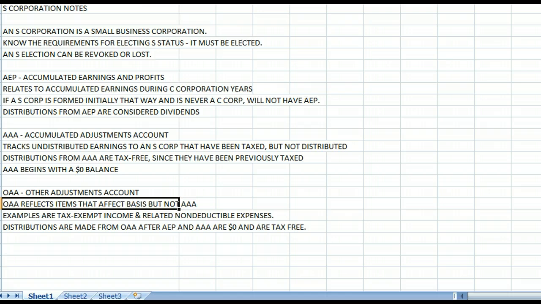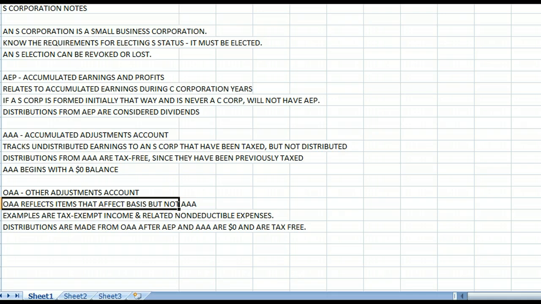So really, it's a smaller corporation that has elected to be treated as a partnership, or as a pass-through entity. In a sense, that's what you're doing with an S corporation. You're being incorporated, but then you're acting for tax purposes like a partnership. An S election can be revoked. A business can change its mind and decide no longer to be an S corporation, or they can lose it if they violate one of the requirements that are listed in your chapter.